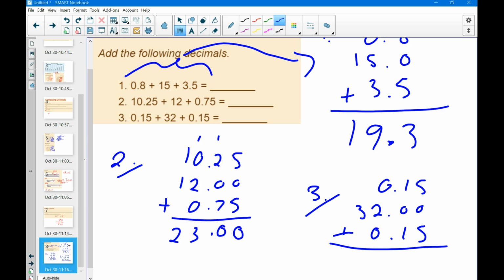Let's add them up. Again, you see the decimals are all lined up in a straight line. Being neat and particular when it comes to this kind of stuff is important. Keep them all lined up. 5 and 5 is 10, so it's going to be 0, carry 1. That's going to be 3, 2, and 3. And that's it for adding decimals.